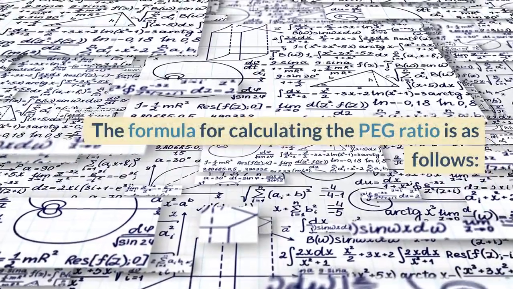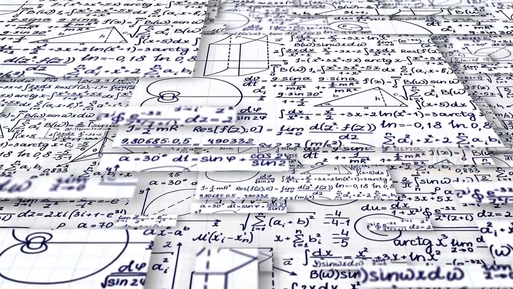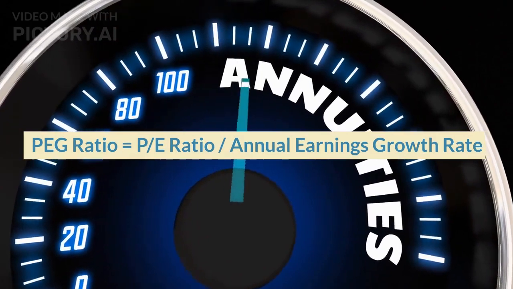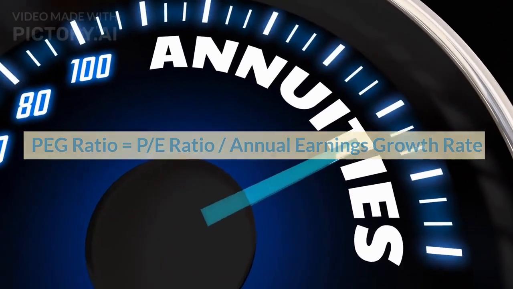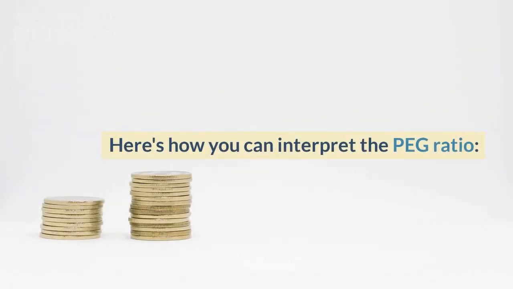The formula for calculating the PEG ratio is as follows. PEG ratio equals P/E ratio divided by annual earnings growth rate. Here's how you can interpret the PEG ratio.